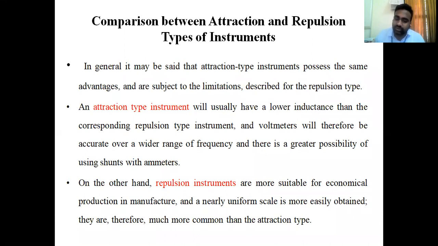On the other hand, the repulsion type moving iron instrument is quite suitable and economical in manufacturing. But the most important property to keep in mind is its nonuniform scale. Where a more uniform scale is needed, the attraction type instrument is quite useful. So this is the comparison between the attraction type and the repulsion type instruments.